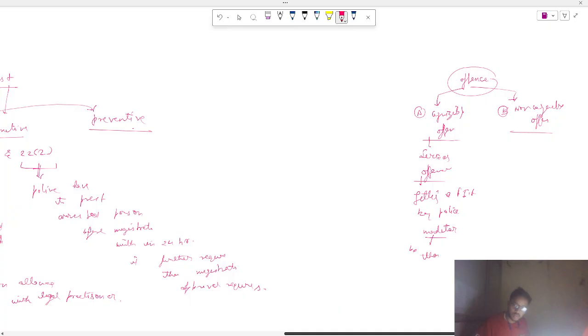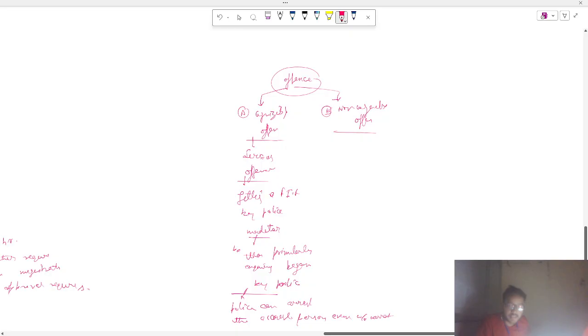Then a preliminary inquiry begins by police, and police can arrest the accused person even without a warrant. So if you have committed a cognizable, basically serious, crime, then it's mandatory for the police to register the FIR. Plus, suppose you are an accused and there is a doubt on you, then police can even arrest you without an FIR, even without a warrant.